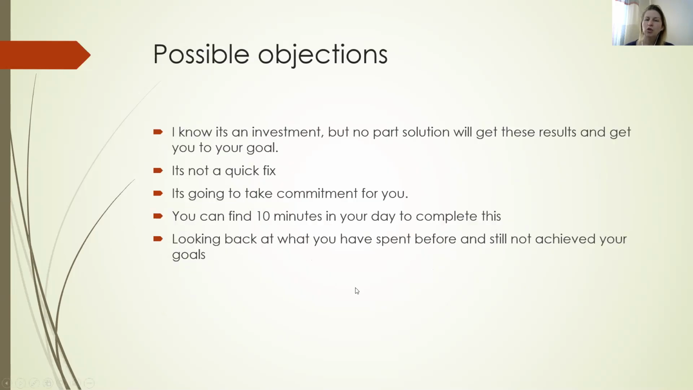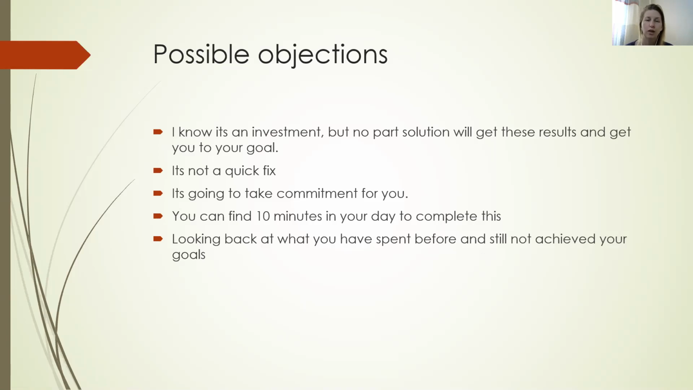Possible objections you could have are things like the investment, and it is an investment, but a part solution won't get the results. If they want to go for something cheap, the cheap hasn't been working. When they cost up all the cheap, it's actually cost quite a lot, probably more than what your solution is going to be. It's not going to be a quick fix. You let them know that it's going to take commitment from them. They're going to have to do the work as well. This is on them as well as you. If they can find, say, 10 minutes or whatever it is in their day to complete this, that's maybe what they're going to need to do. Maybe you can talk about what their routine's like, and then looking back at what they've spent before and still not achieved the goals. It's coming back to that price thing again as well.